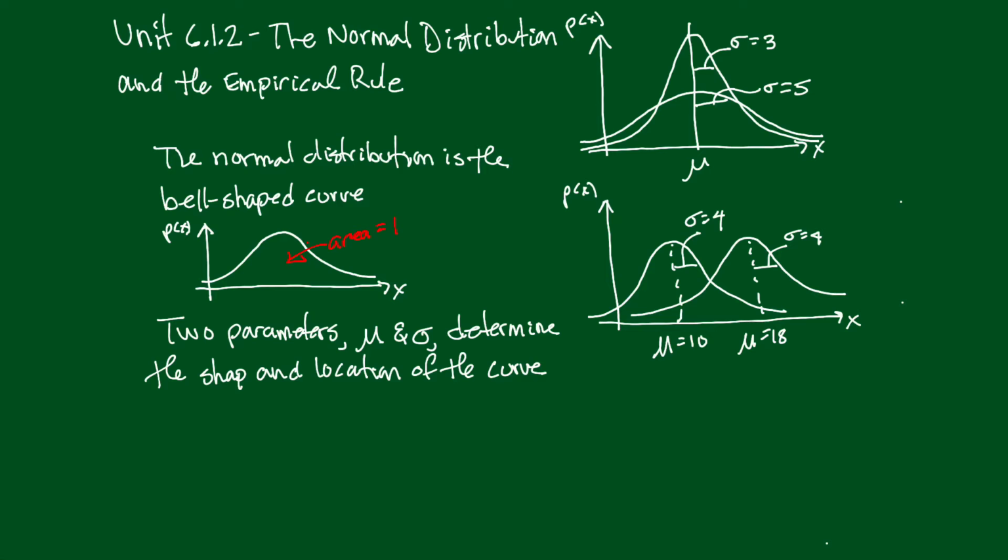All right, so if they have different means, the curve is just in different locations. As the mean increases, the curve moves off to the right. Decreases, moves to the left. Higher standard deviations, the flatter the curve. Smaller standard deviation, the higher, more steep the curve.